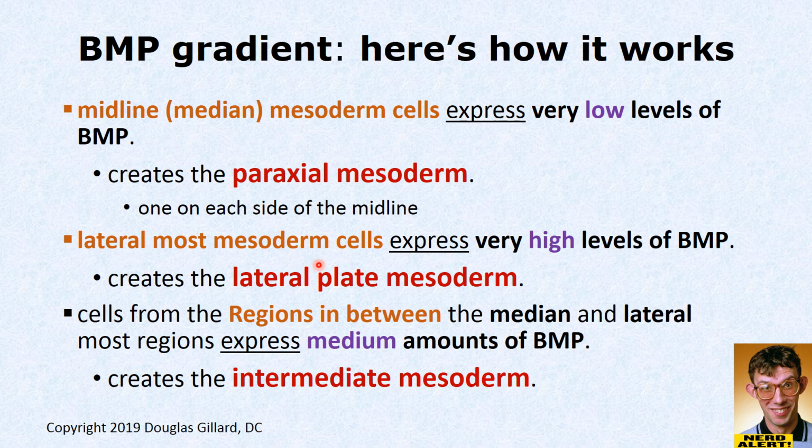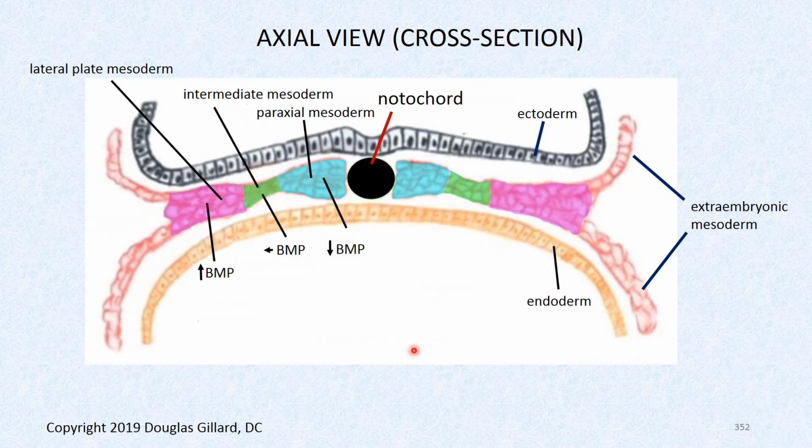The lateralmost mesoderm cells express super high levels, almost the same as their parents above. So those become lateral plate mesoderm. And the ones in between express just medium amounts of BMP. So only some of those genes were turned on, and those cells were given the name intermediate mesoderm cells.